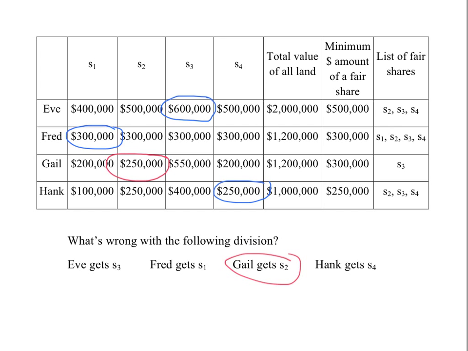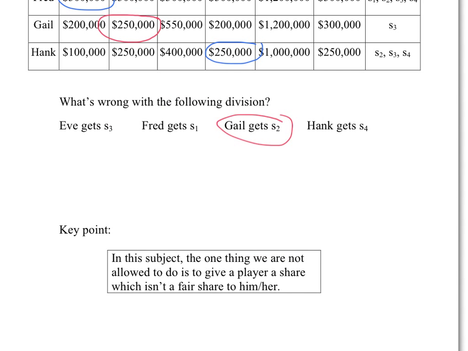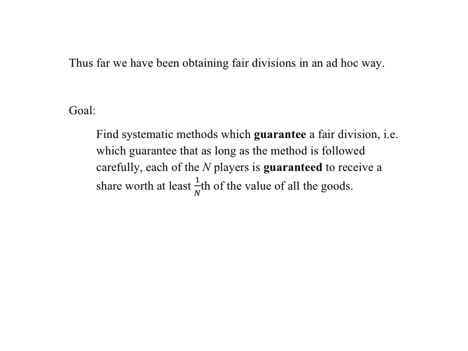It's just not allowed. So the key point to remember throughout this topic is that the one thing we are not allowed to do is give a player a share which isn't a fair share to him or her. So far, we've been looking at a number of examples and obtaining fair divisions for them in a more or less ad hoc way. There was some systematic reasoning in the previous example, but what we really want is to find systematic methods which guarantee a fair division.